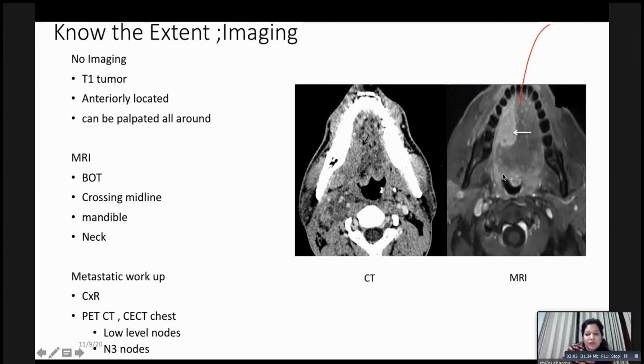Apart from the extent, you must look at other details such as involvement of base of tongue, what is the relationship to the opposite half, whether it is crossing the midline or not, status of the mandible, and what is the status of the neck.